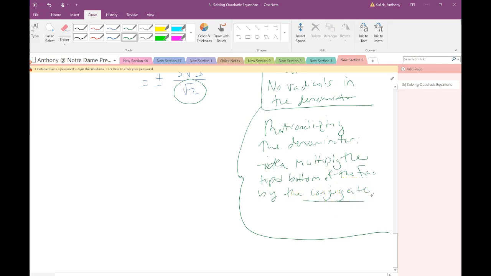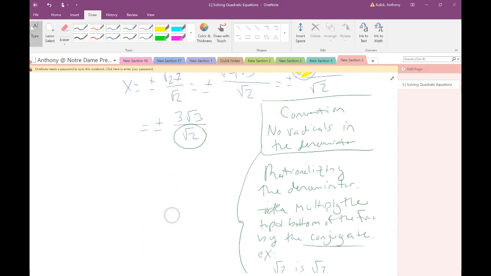And what is the conjugate? In the case of a one-term square root, the conjugate of the square root of 2 is the square root of 2. And we'll look at some more complicated situations a little bit later, other more complicated conjugates.